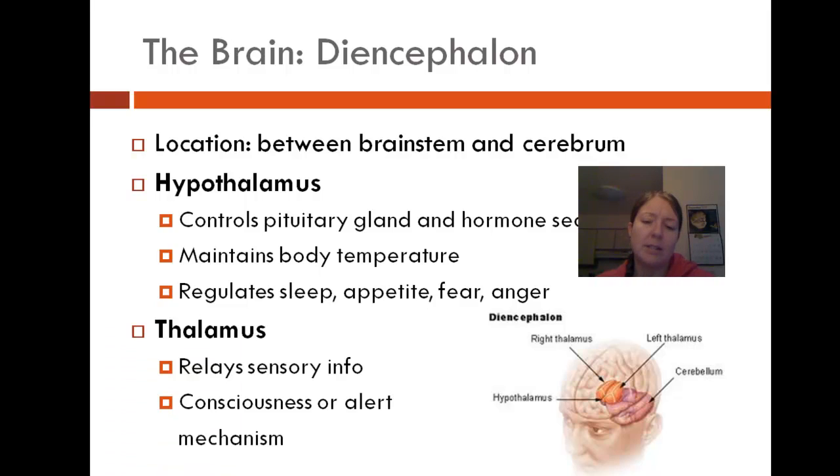The thalamus is like a really big switchboard in our brain, and it gets all the incoming sensory information, sorts it out, and sends it where it needs to go in the cerebrum. It also plays a role in our conscious and alert mechanisms.